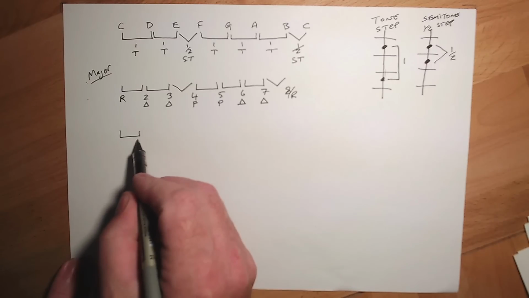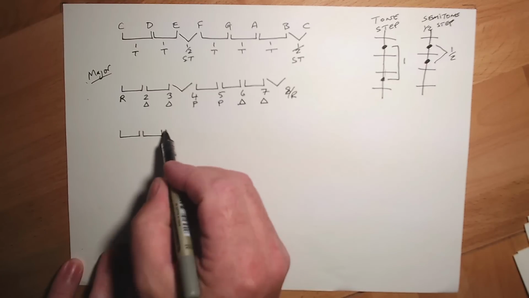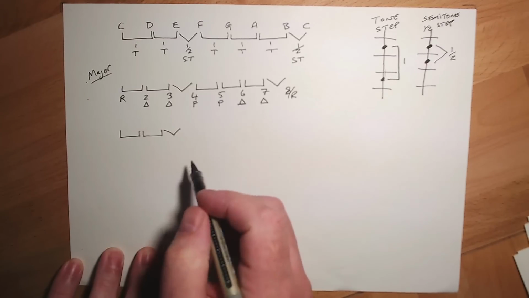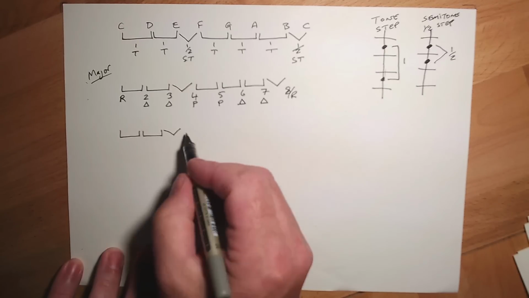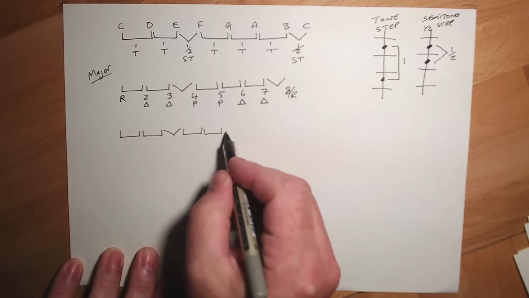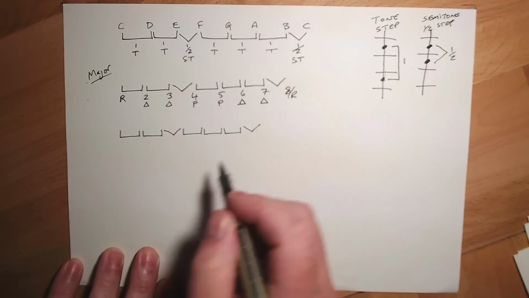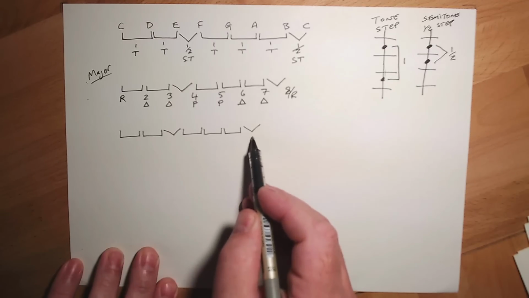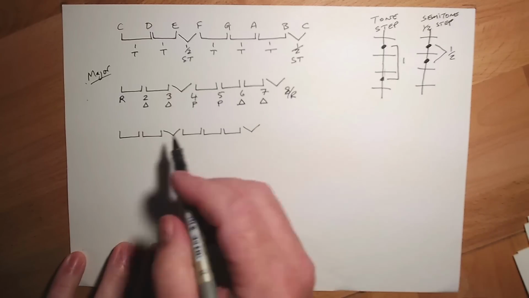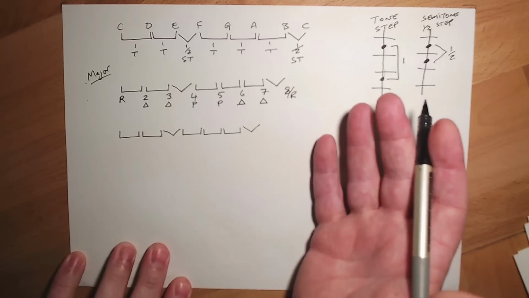So you go tone, tone, semitone. So that's the first part of it, and you can remember that in its first chunk there: tone, tone, semitone, tone, tone, tone, semitone. So you can see there's 2 tones followed by a semitone, 3 tones followed by another semitone.